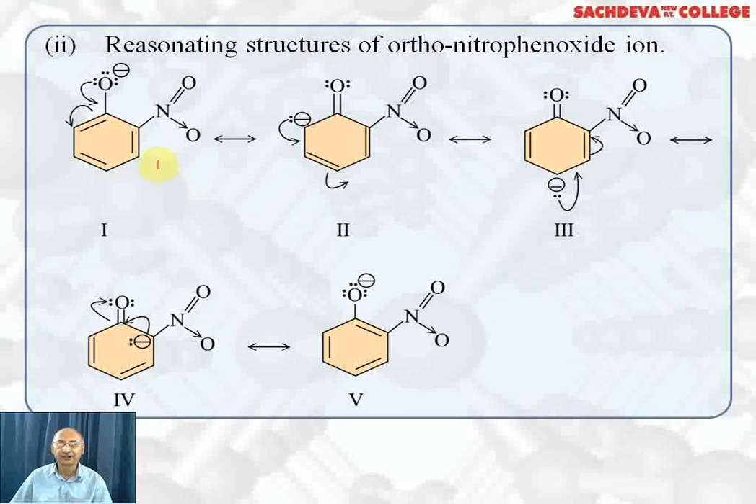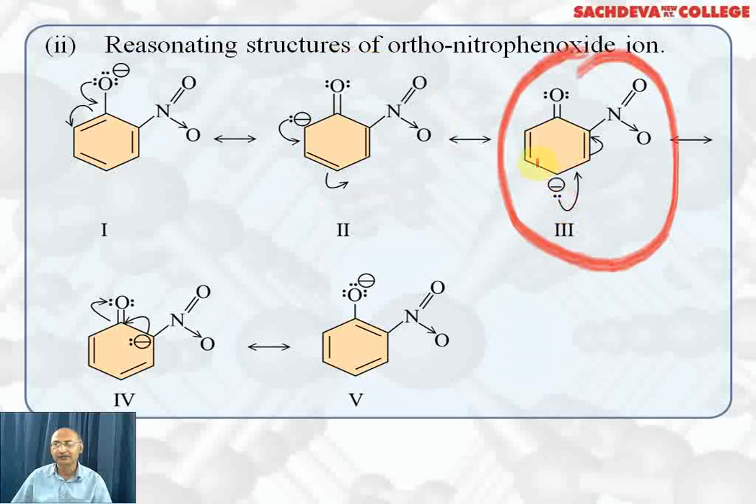These are the resonating structures of ortho nitrophenoxide ion. Here this pair of electrons takes part in double bond formation, so the negative charge will go away. This pair of electrons comes to the ortho position, so we get negative charge at the ortho position. This pair of electrons will result in the formation of a double bond and these pi electrons will shift to the para position. So we get negative charge at the para position. Double bonds become parallel. This part remains the same. Nitro group remains the same.